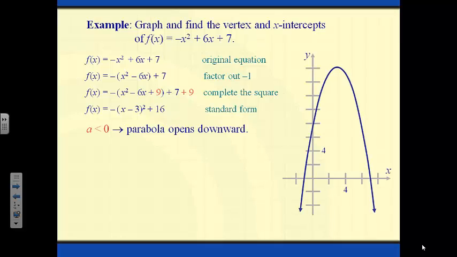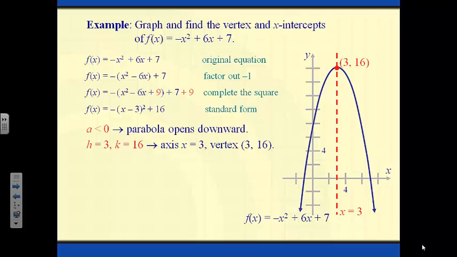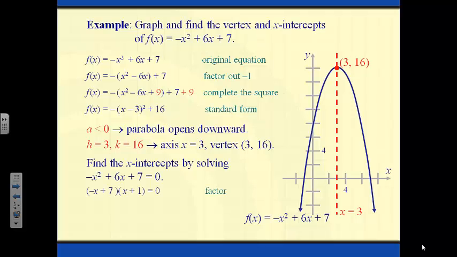Finally, once you have that, since a is less than 0, the parabola opens downward. The vertex is at (3, 16). And then you can sketch your graph, and there's your axis of symmetry. So this is method number 1 of graphing a quadratic equation. You can also find the x-intercepts by solving and factoring and figuring out where things go, and that gives your graph a little bit more detail. And more detail is always better.